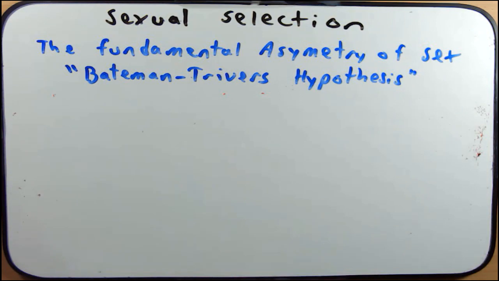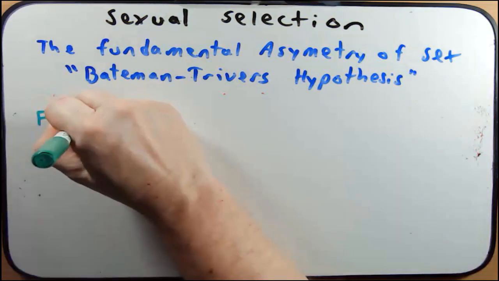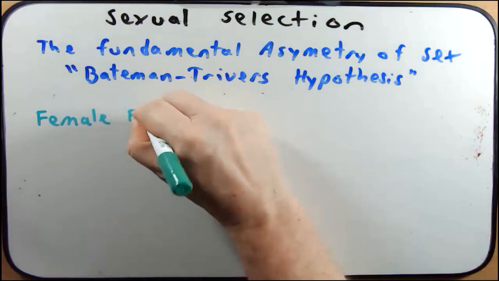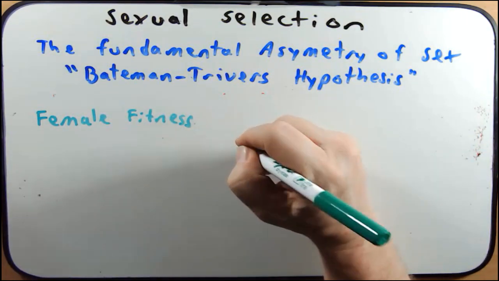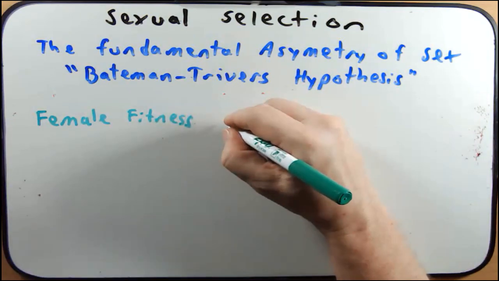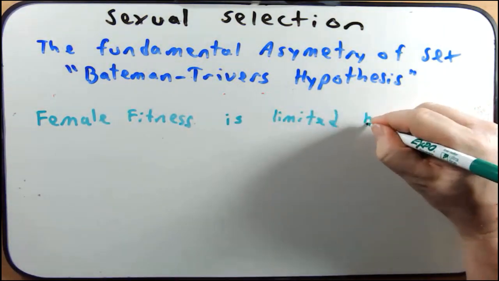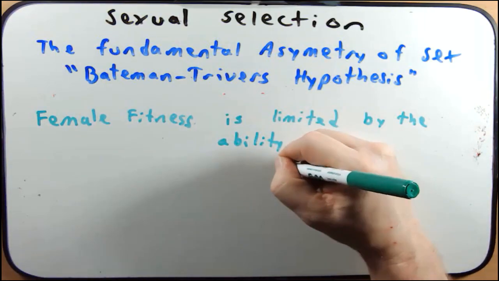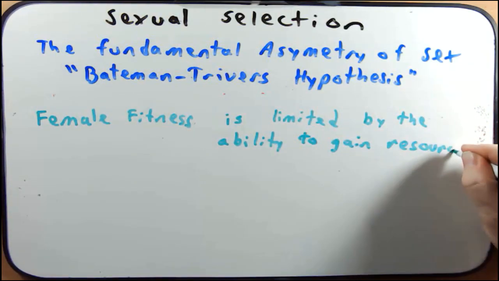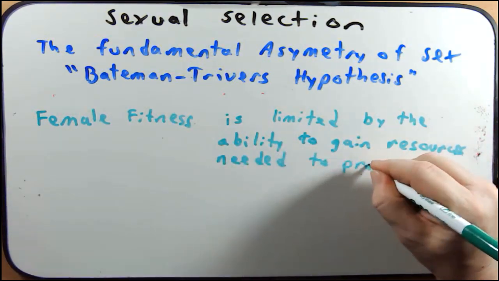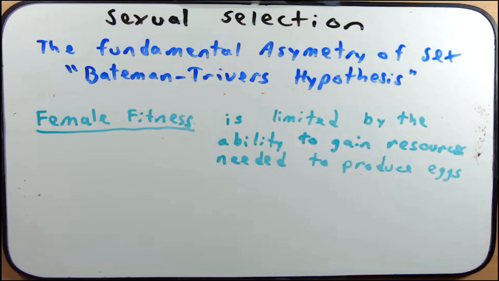Another way to think of this is from the viewpoint of fitness. So female fitness is limited by the ability to gain resources needed to produce eggs. So the food and energy she uses has to go to making high quality eggs. So in terms of fitness, if she can make these high quality eggs, then she will be able to pass on her genes more effectively than a female who cannot make as high quality of eggs.